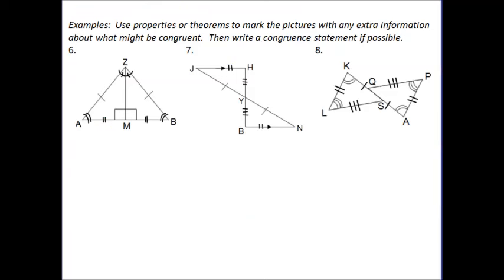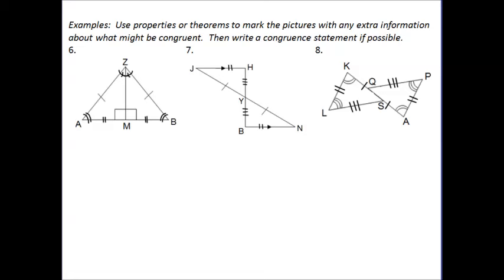In these next examples, we have to use the properties or theorems to mark the pictures with any extra information about what might be congruent, and then write a congruent statement if that's possible. Let's look at example 6.